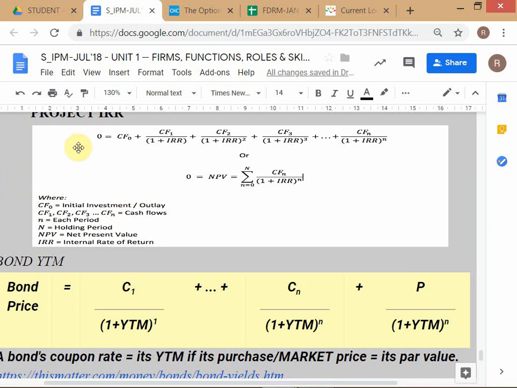So when you do the project, this is the initial investment, the cost of the project, okay? And these are actually the project cash flows, the present values of the project cash flows, which you have added up, okay? And this is how you write it. Okay, so the NPV is equal to zero. The IRR is the discount rate which, when applied to the project cash flows, will produce an NPV of zero, given the cost of the project, okay?